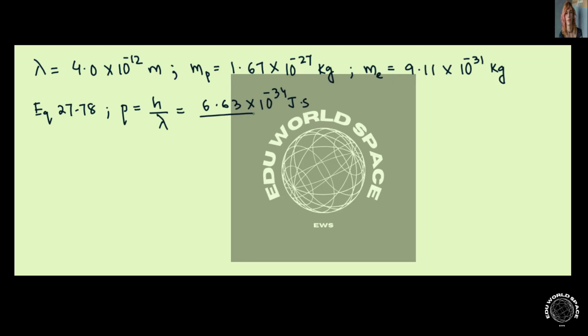This is the value of Planck constant, and our given wavelength is 4 times 10 to the power minus 12 meter, and we get this value to be 1.658 times 10 to the power minus 22 kg meter per second.